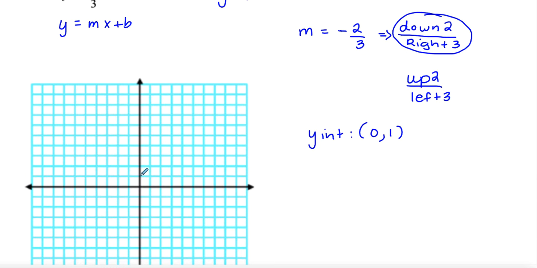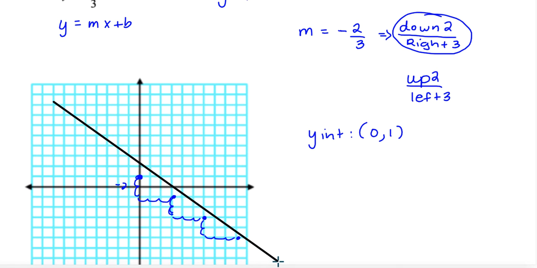All right, so I'm going to go to my y-intercept of 1, and then I'm going to use the rise and the run, the down 2 and the right 3. So I'll go down 2, there's my down 2, and to the right 3 units. And then I'm going to go down 2, and then right 3. And then down 2, and to the right 3. And so I have a line that is descending from left to right.